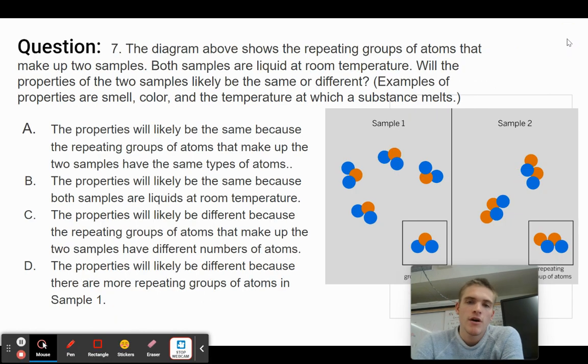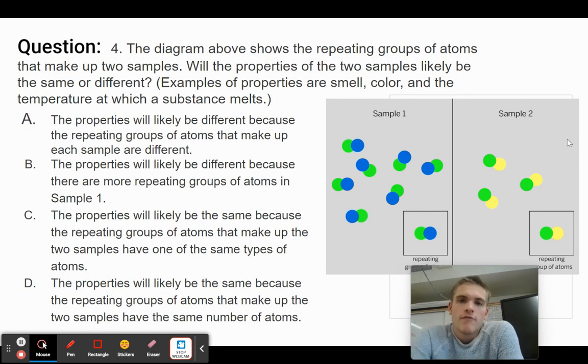The diagram above shows the repeating groups of atoms that make up two samples. Both samples are liquid at room temperature. Will the properties of the two samples be the same or different? Notice how they have similar atoms, but maybe something is different about them.